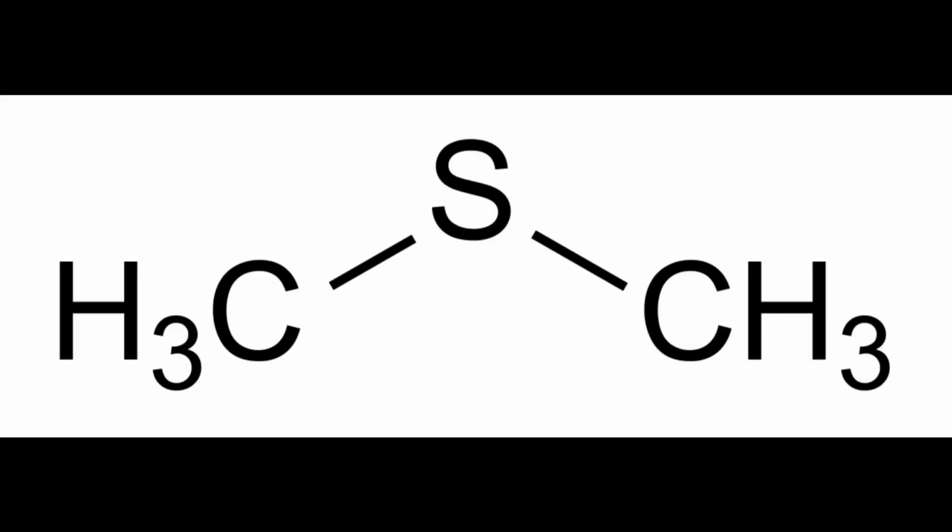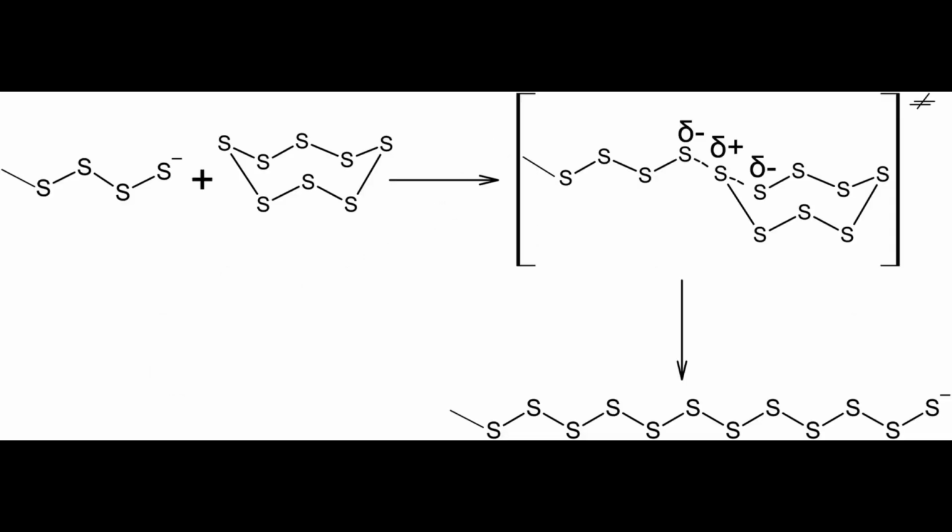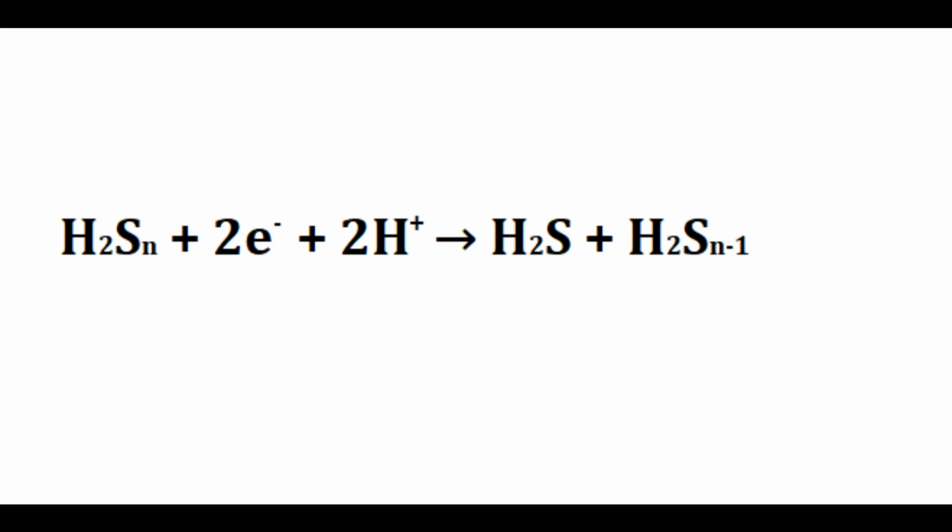DMSO is reduced to dimethyl sulfide by DMSO reductase, and while these organisms cannot reduce elemental sulfur directly, a sulfide will react with elemental sulfur. This breaks the ring and forms a polysulfide chain. The polysulfide reductase enzyme, or PSR, will reduce the sulfur atom at the end of the chain, one at a time, releasing a hydrogen sulfide until every atom is reduced.